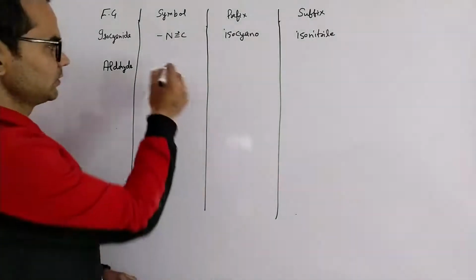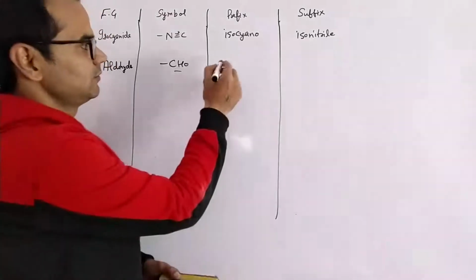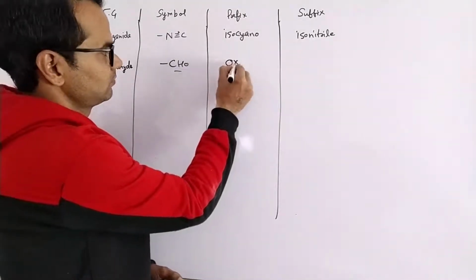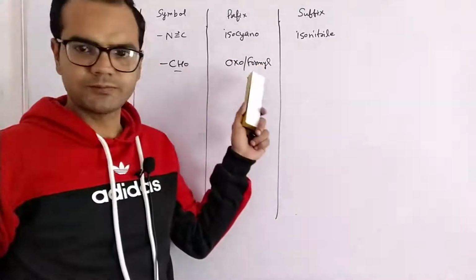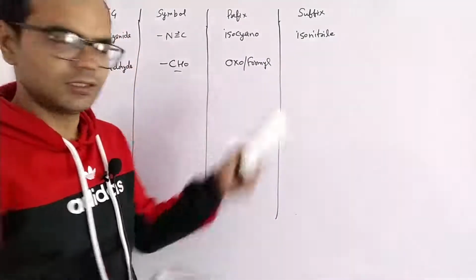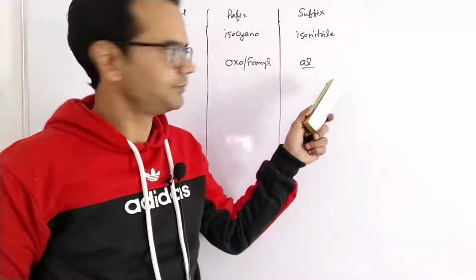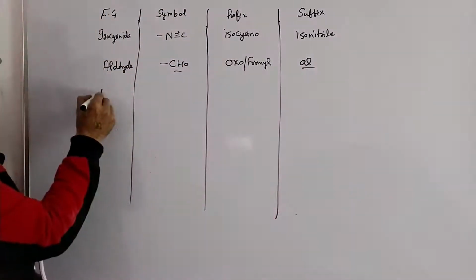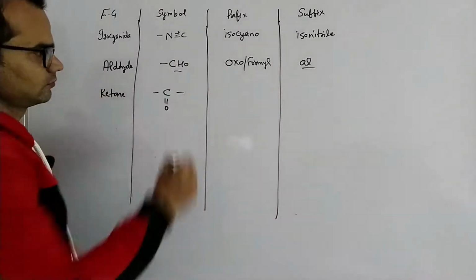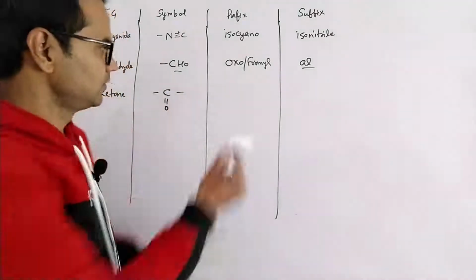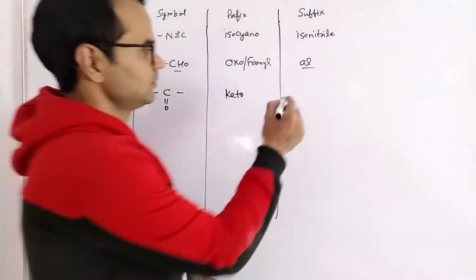aldehyde. Symbol is CHO. You can use two prefixes, oxo or formyl, and its suffix is al. So the general format will be alkanal. Next is ketone. Its prefix is keto, and suffix is one.